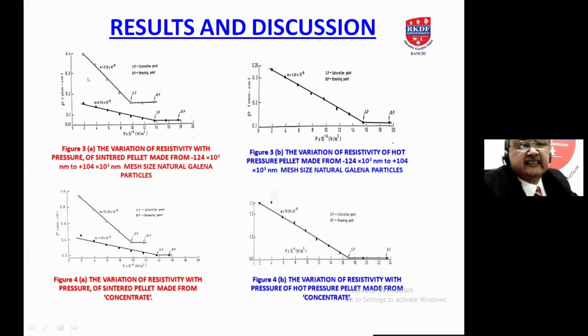The result and discussion. This is the result of variation of resistance with pressure of sintered plate made from chunk galena of this mesh size. This is the variation of resistance of the hot press plate made from galena particle. This is the variation of resistivity with pressure of sintered plate made from galena concentrate. This is the variation of resistivity with pressure of hot press pellet made from galena concentrate.